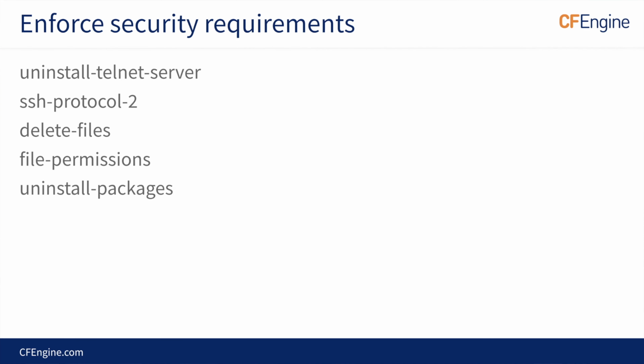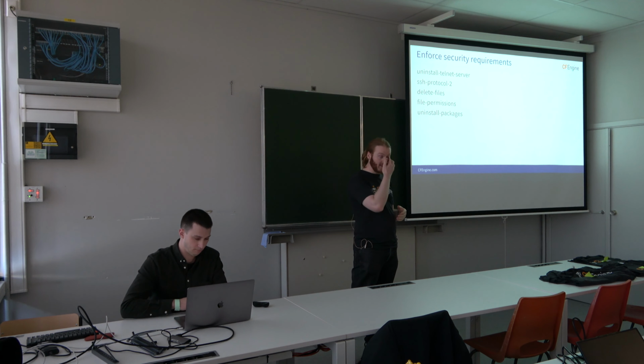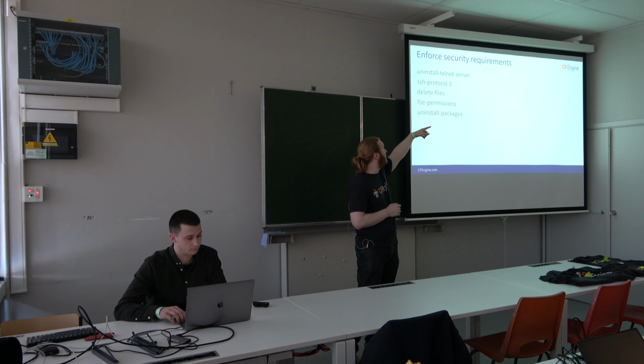SSH protocol 2 is for the SSHD config again, so that will set the protocol to version 2. Delete files is a module which takes input, which means that you can specify parameters from the command line, in this case, files that you want to be deleted. So if that's some malicious files, you can do that. Similar, we have file permissions. You can specify a list of files and their permissions, and it will enforce the permissions on those files. Finally, we have uninstall packages, which is similar to uninstall telnet server, all of those other ones, but this one works with input, so it allows you to specify a list of packages to uninstall.